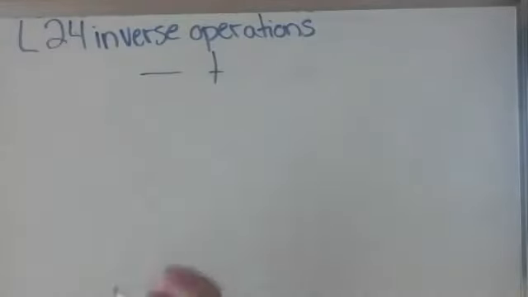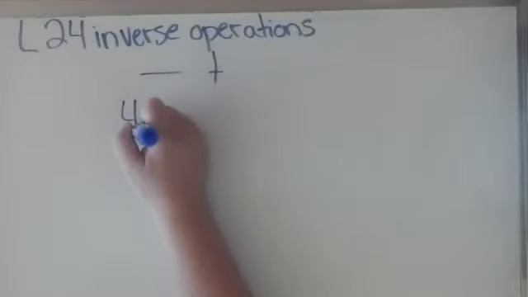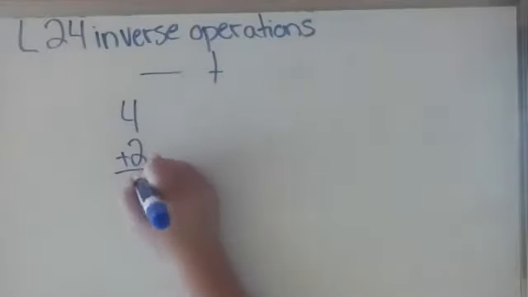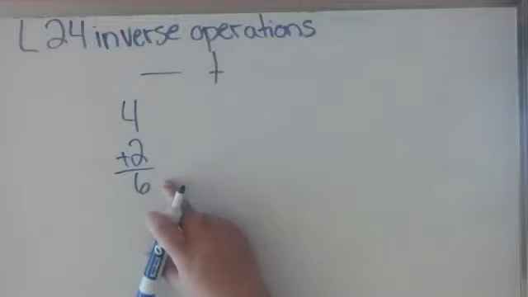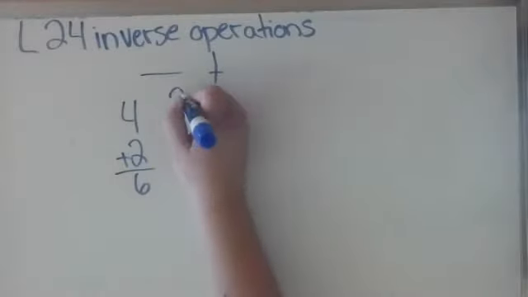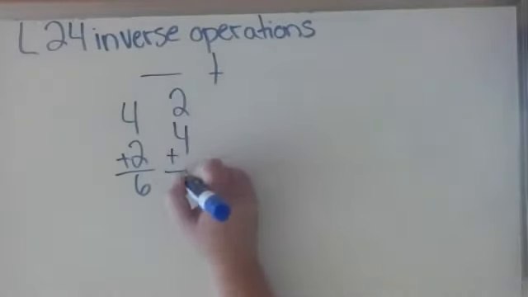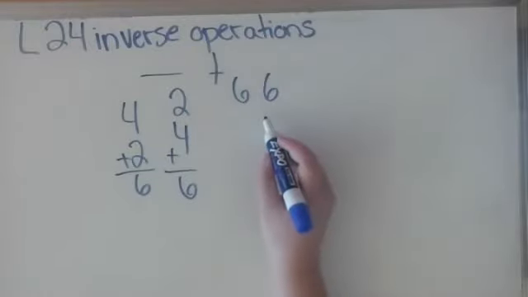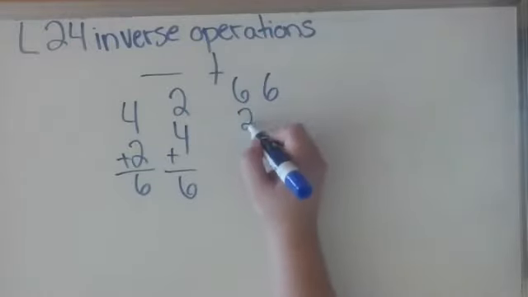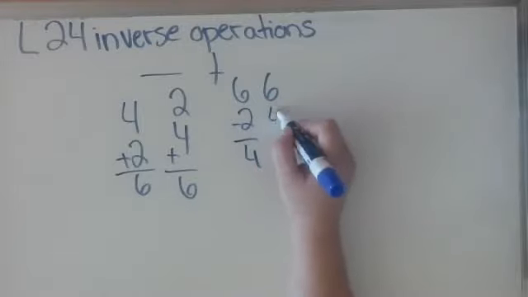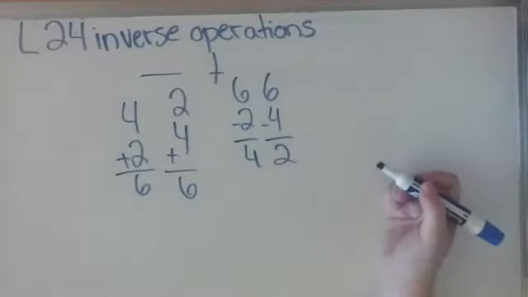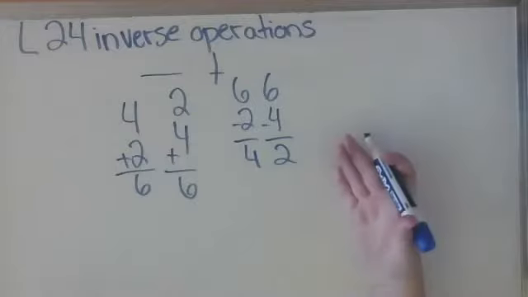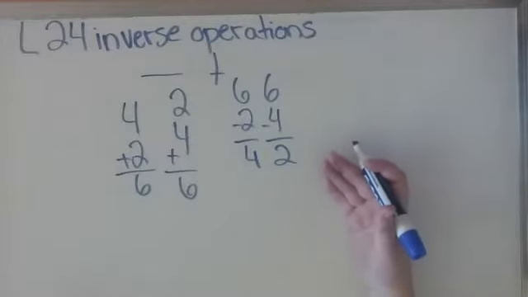So what we're going to start with is this. 4 plus 2 equals 6. Now if you were given that, and I said, make another addition fact and 2 subtraction facts, you'd go, well, another addition fact is 2 plus 4 equals 6. And then for subtraction, we have to start with the 6 because the 6 is the bigger number. And then you can do 6 take away 2 equals 4, and 6 take away 4 equals 2. And I have now made 2 addition facts and 2 subtraction facts using those 3 numbers.